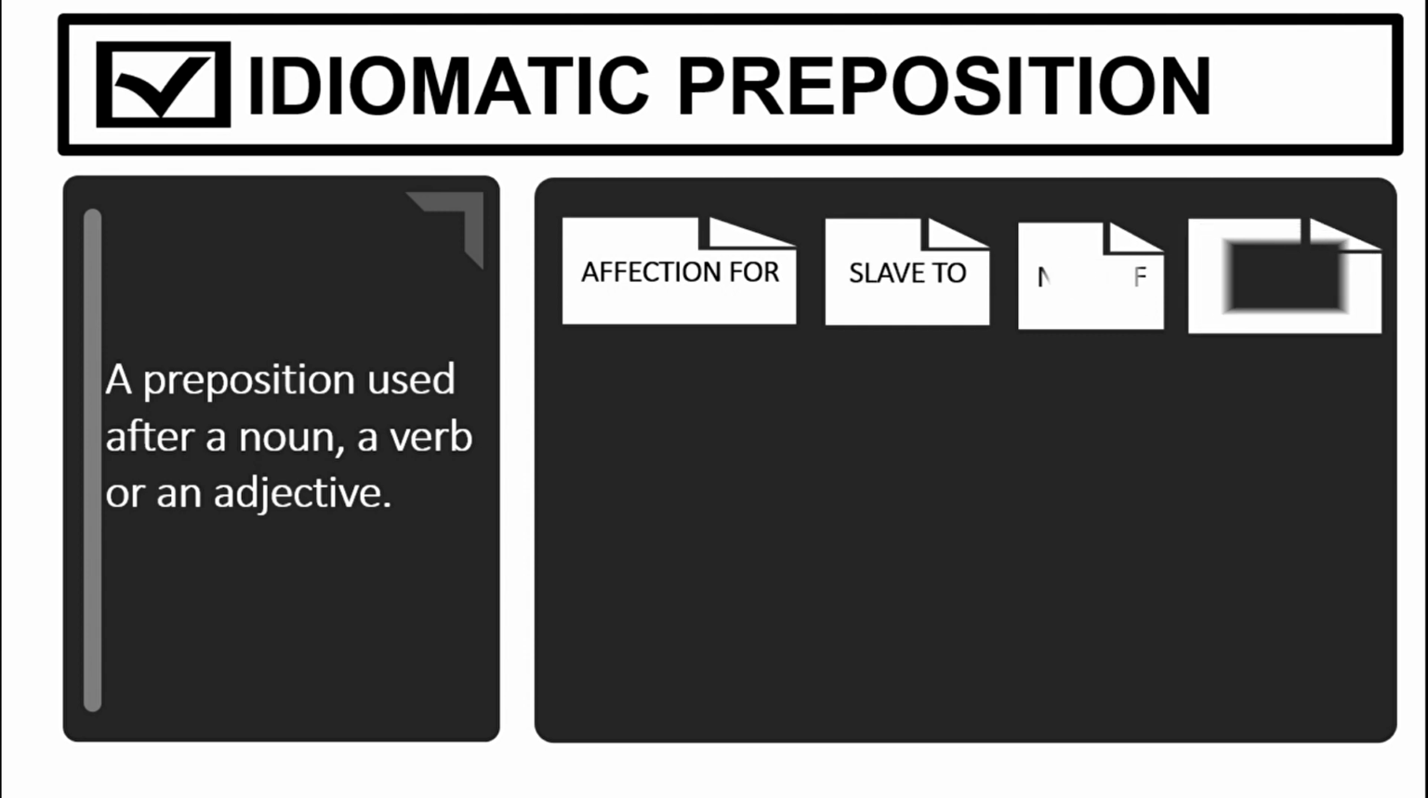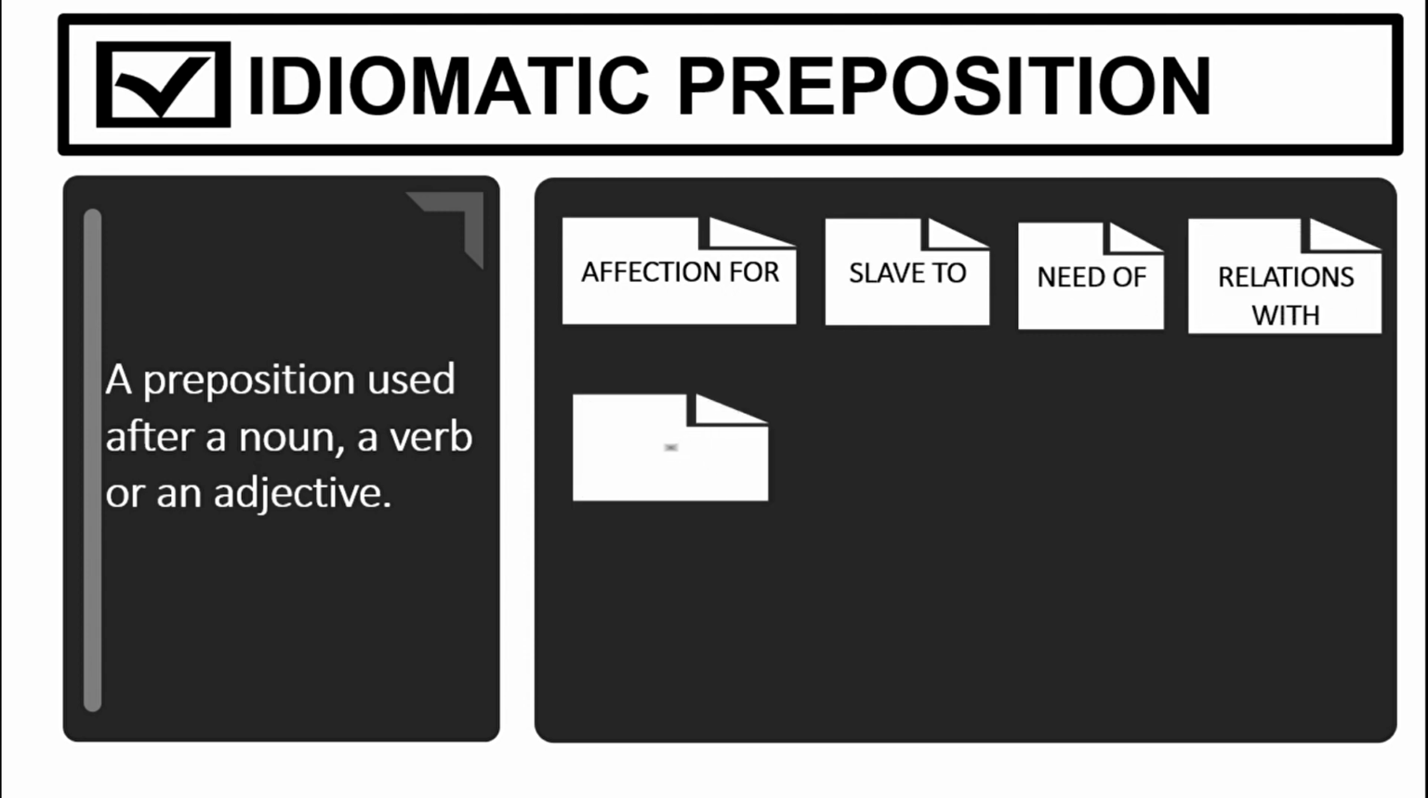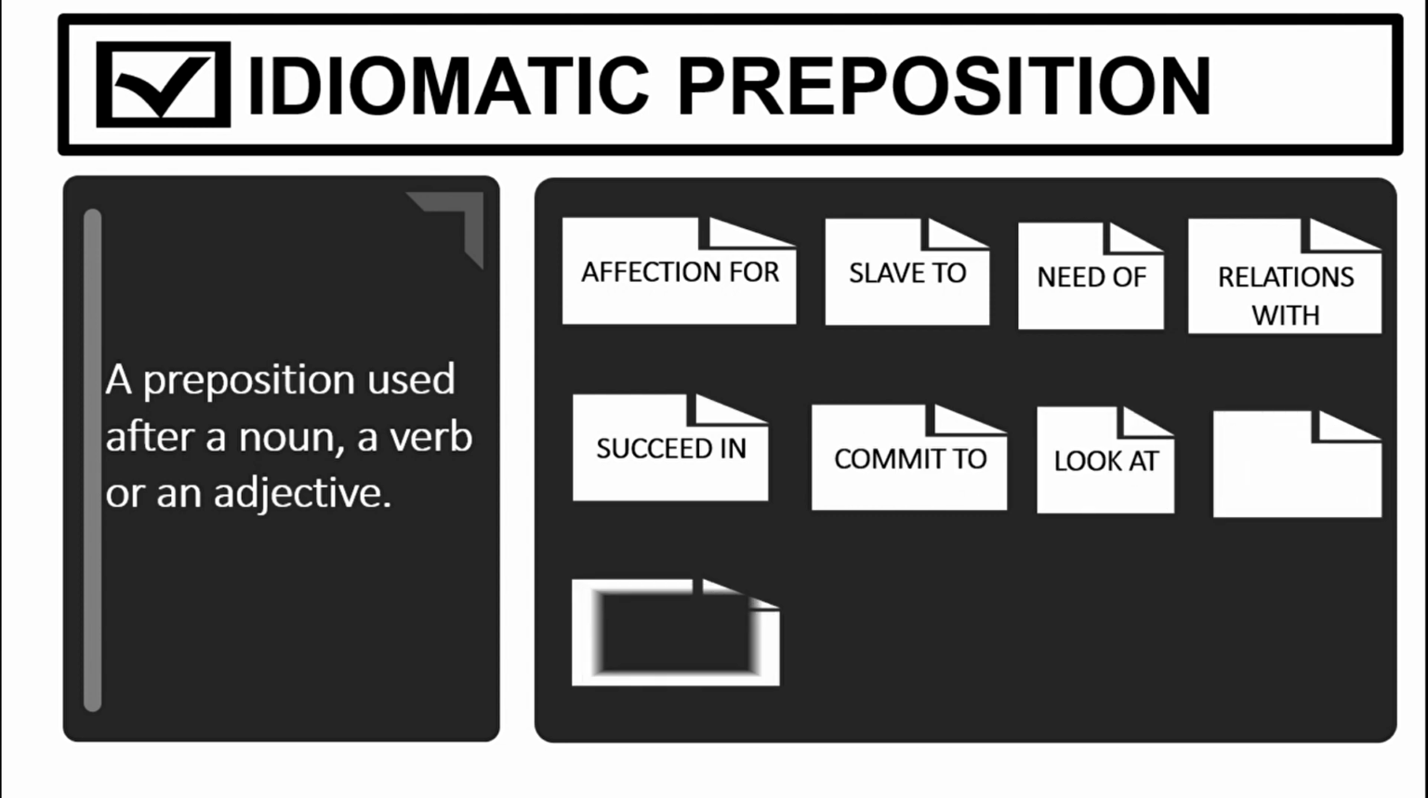Likewise, we have related to, made of, or relations with. So this row is based on noun. We have noun plus a preposition word. So these are the idiomatic prepositions. Next is succeed in, commit to, look at, and feed on. So succeed, commit, look, feed are the verbs, and the prepositions added to them are in, to, at, and on, respectively. So the preposition added after a verb and the resulting phrase is an idiomatic preposition.